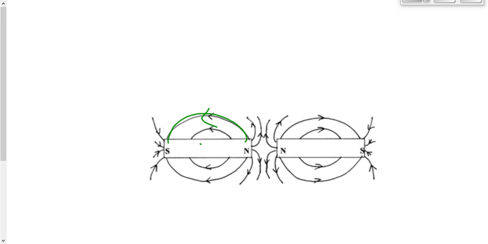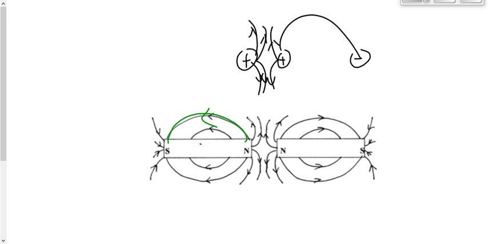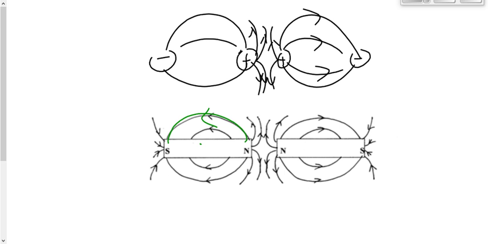This one's going to look an awful lot like, what if we had two positives here? The electric field right there, right? But then what if we put a negative over here? It would look something like this. And what if we put a negative over here? It's almost exactly the same, except we're talking about magnetic fields now instead of electric fields.